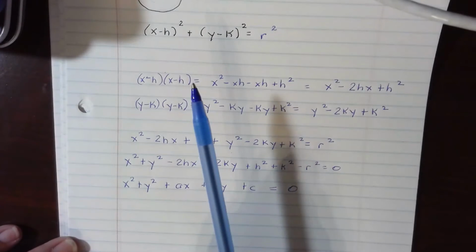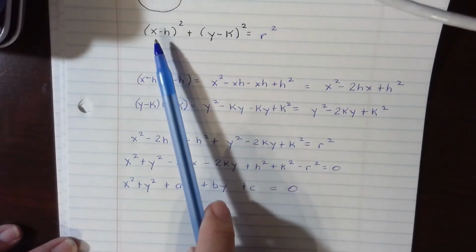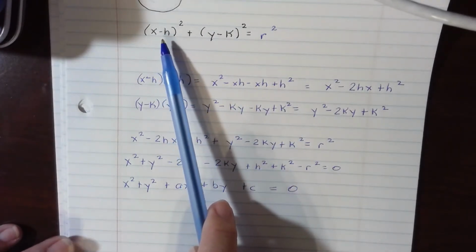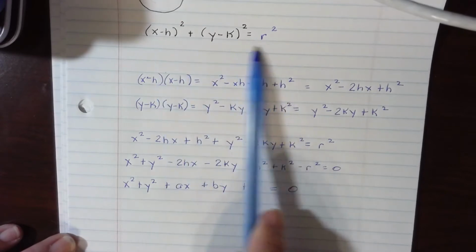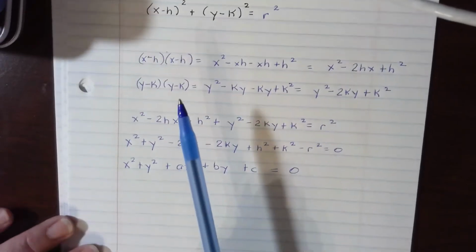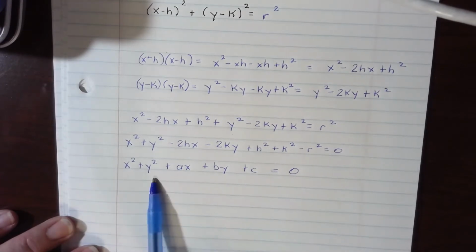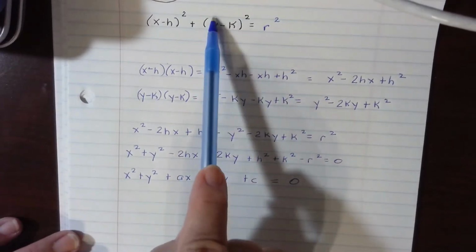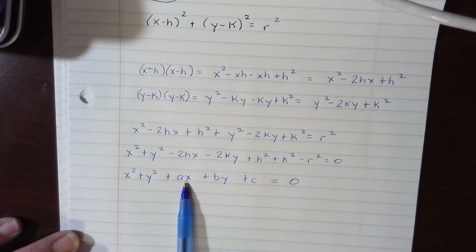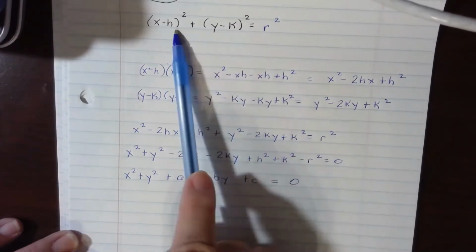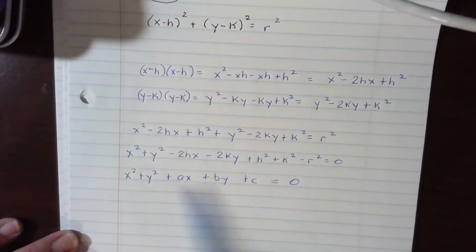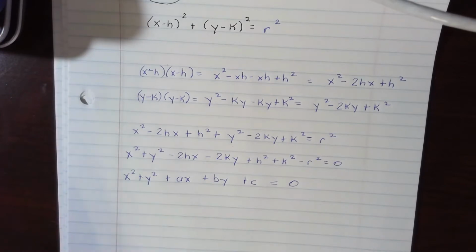So when they ask us for the equation in standard form, that's going to be this. When they ask for the equation in general form, that's going to be this. And the way you go from standard to general is to multiply it out. Now when you actually have numbers here, the multiplying it out will look a little bit easier. But I'll show you that as we go along.